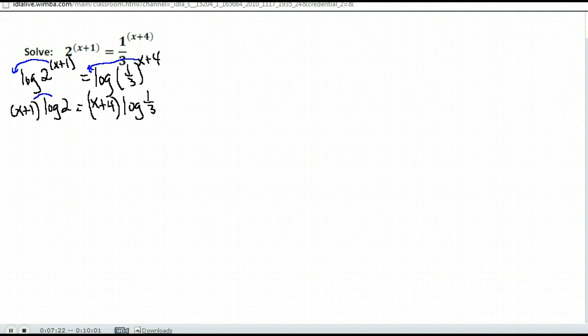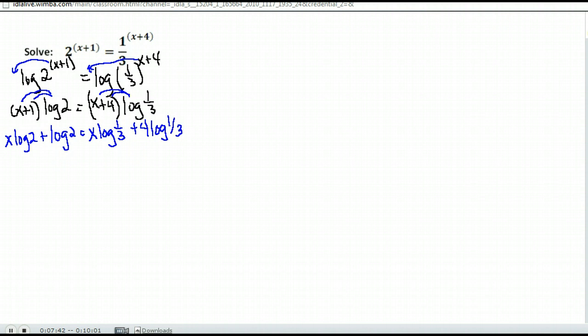I need to remove the parentheses, so on both sides I'm going to distribute to remove parentheses, and I'll have x log 2 plus log 2 equals x times the log of 1/3 plus 4 times the log of 1/3.